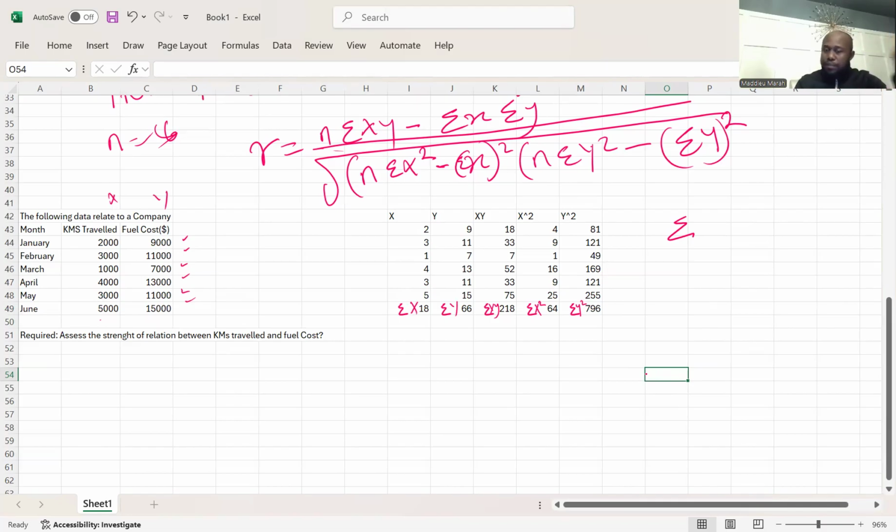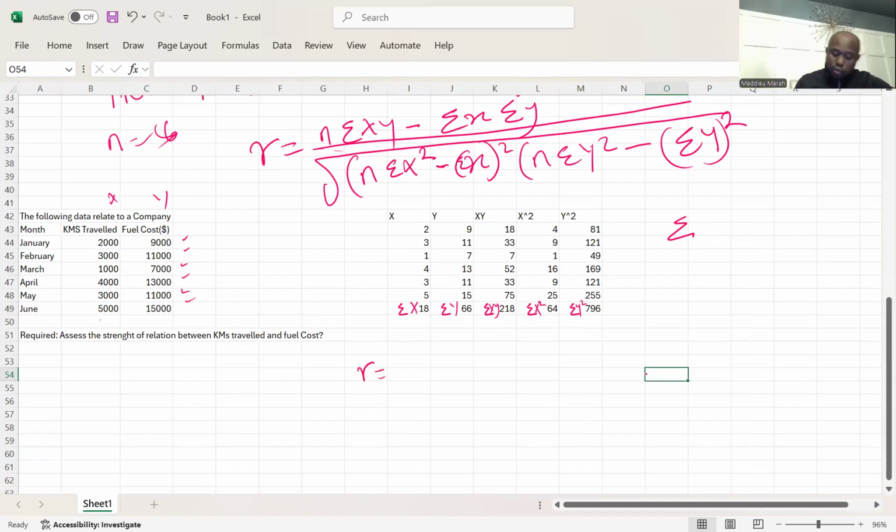This is the other step. First step is state the formula. You identify your variables, split it into 5 columns: x, y, xy, x square, y square. We have what we want. Now let's go with the formula.